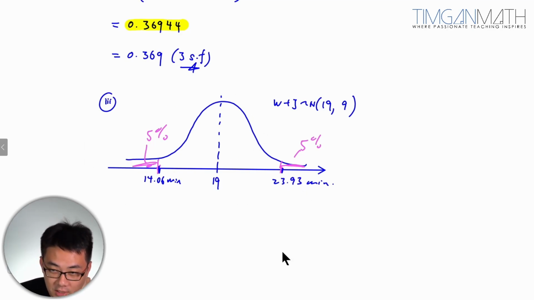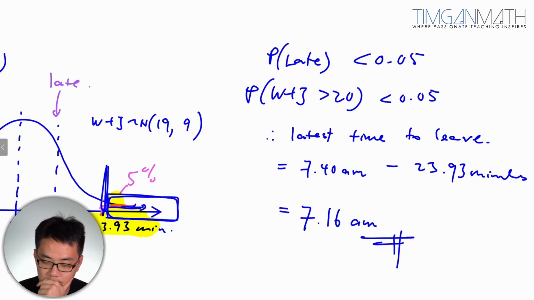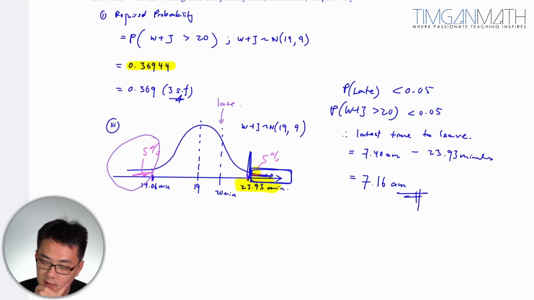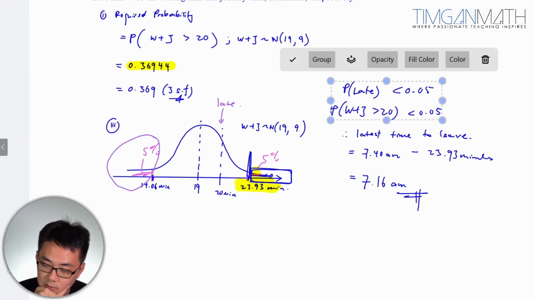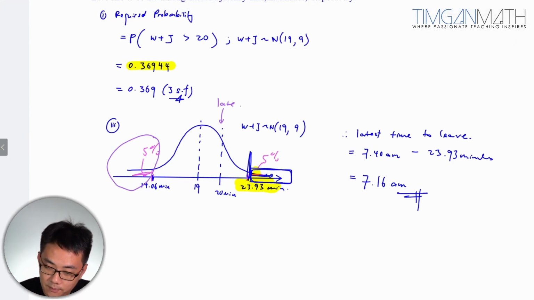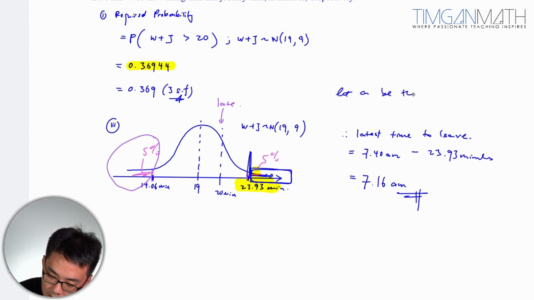Now I give you another time for redemption. Left or right? Let it be A. Okay, let me rewrite this down. Sorry, this is what you write. Let A be the traveling time.